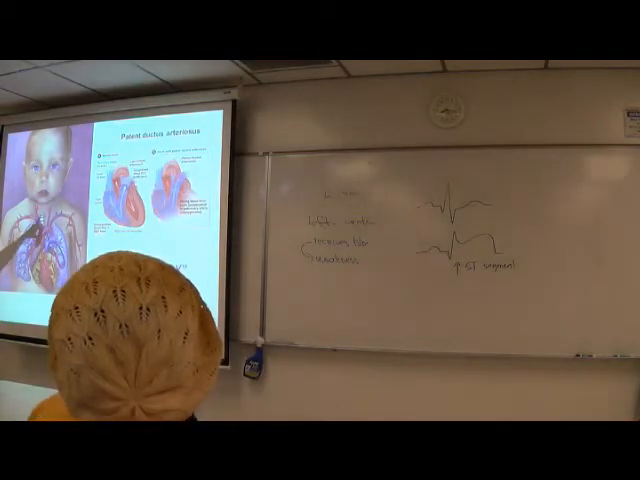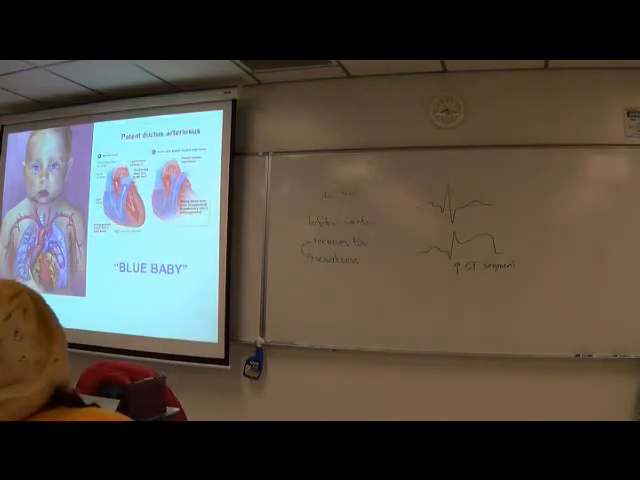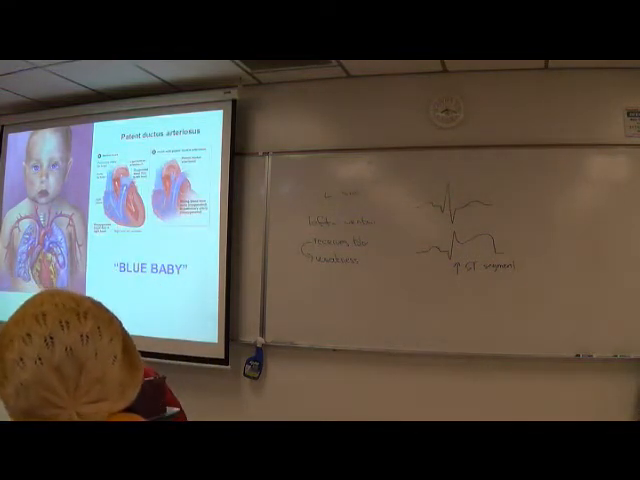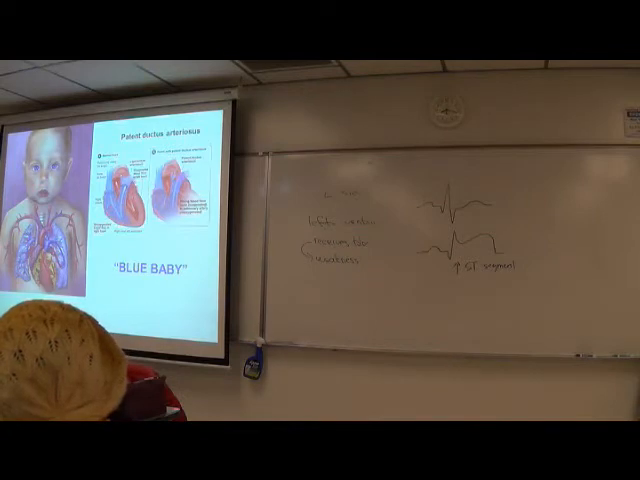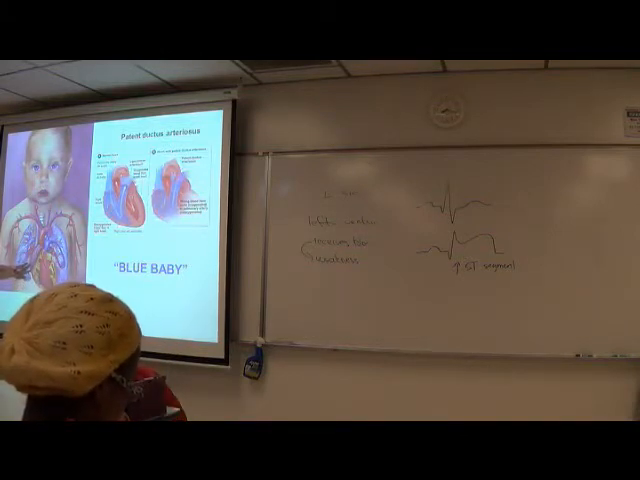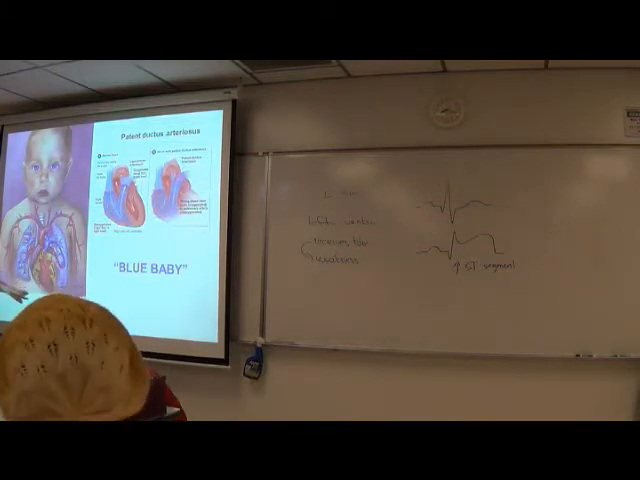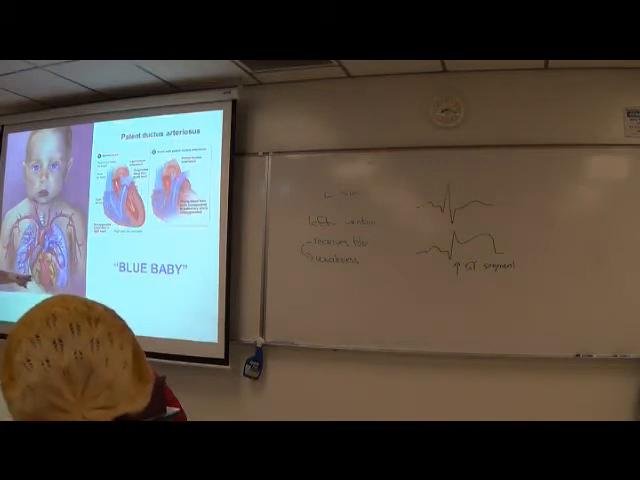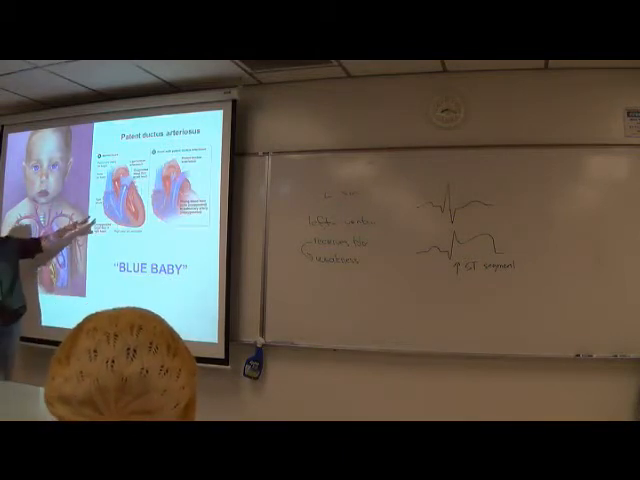Right. So one is patent ductus arteriosus. Now, next week on Tuesday we'll talk about fetal circulation. But remember we talked about the fact that when blood returns to the fetal heart from the umbilical vein of the mother, it gets into the right ventricle.